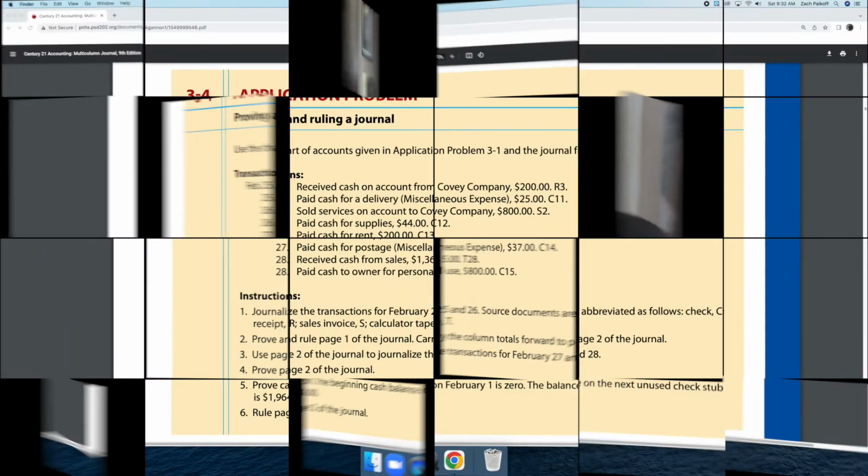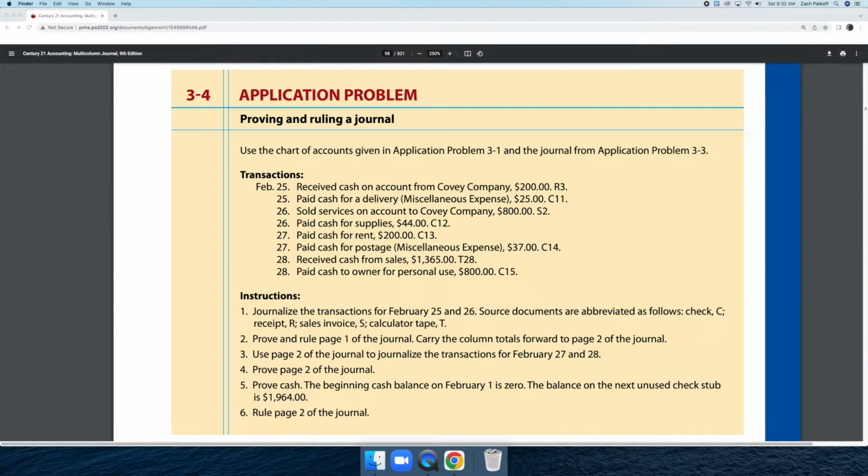Today, I will be going over the 3-4 application problem. So let's jump right into the video. Okay, so as I had stated before, I'm going to be going over the 3-4 application problem, and this will be the last video that I will be doing for Chapter 3. In this application problem, we will be learning about how to prove and rule a journal.